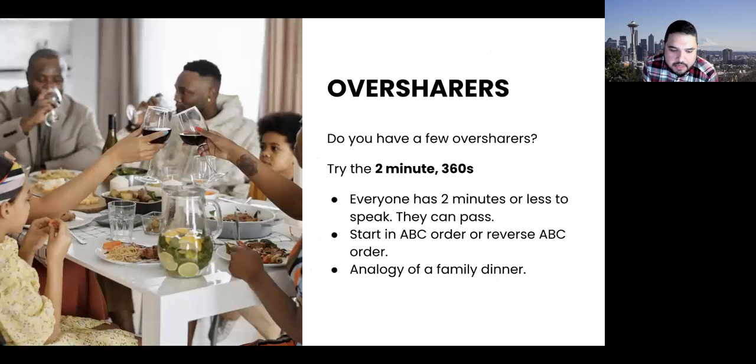Oversharers. This is my go-to tip for people who like to domineer a conversation, who like to speak a lot. You could do something called a 2-minute 360. The analogy is a family dinner, so everyone gets the chance to speak. In this example, it's 2 minutes. They could pass, or they could speak for those 2 minutes, and the facilitator is timing them.